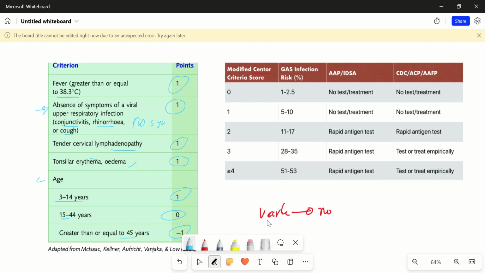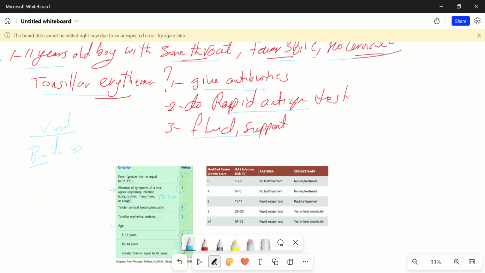So let's go back to our question and count how many points. In this question, the boy is 11, so we will give him 1 point for his age. The patient has sore throat, okay. Fever is 38.1, so no point for the fever as it is below 38.3. No cervical lymphadenopathy, so no other point. Tonsillar erythema, this we will give a point.